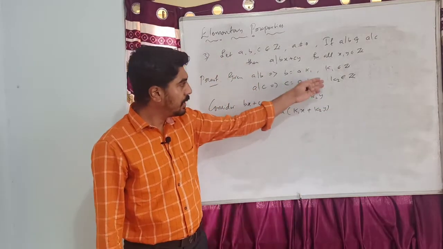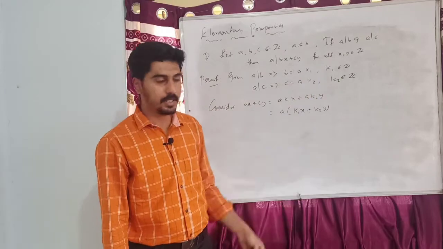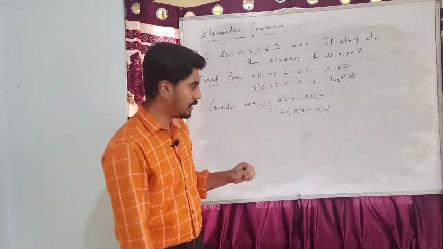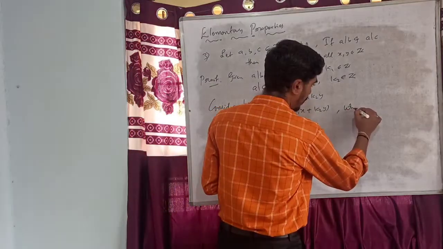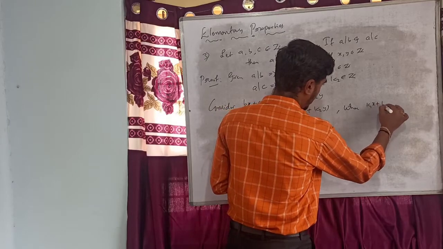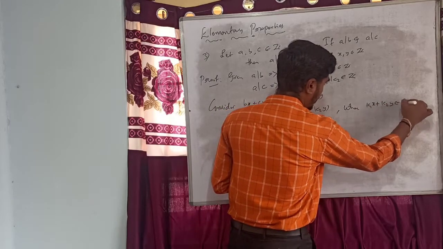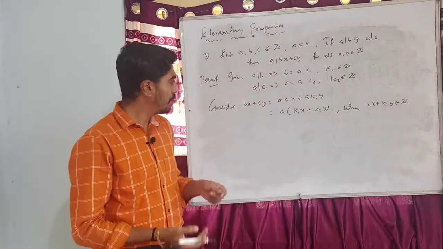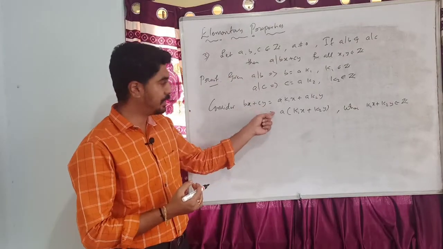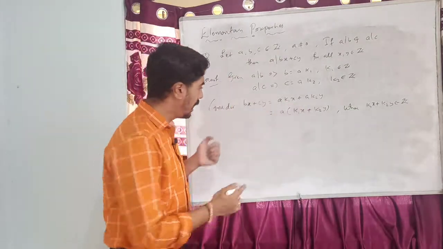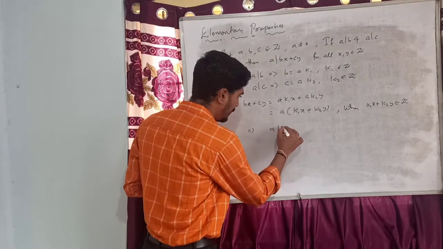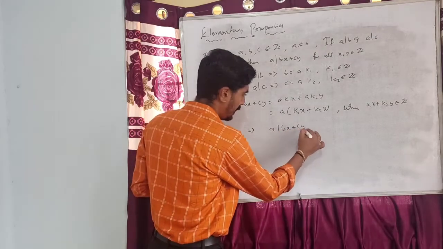Since k1, k2, x, y are all integers, this term is an integer, where k1x plus k2y is an integer. So we have expressed Bx plus Cy as an integral multiple of A. This implies A divides Bx plus Cy.